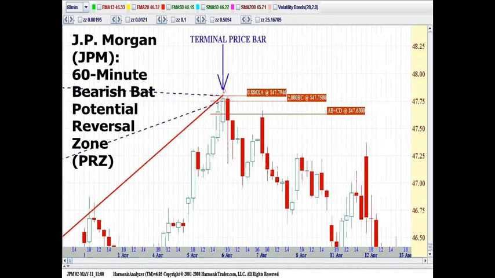Here we have a really distinct bearish bat in JP Morgan on the 60-minute. Now this was a real nice setup with a real nice reversal. Looking at the price action in the potential reversal zone, we see that the entire reversal occurred immediately after testing all of the numbers in the zone. We're not looking to execute the trade at the terminal price bar, but at the next price bar. Therefore, we wait for the entire zone to be tested, and then we look to execute our trade in the potential reversal zone while allowing the terminal price bar to establish that extreme high for the setup.